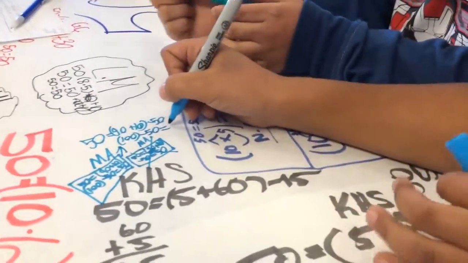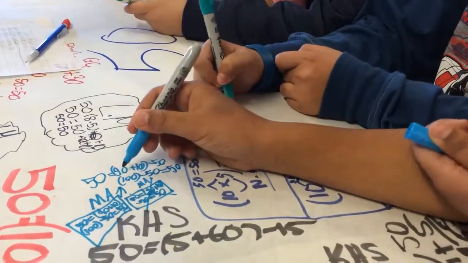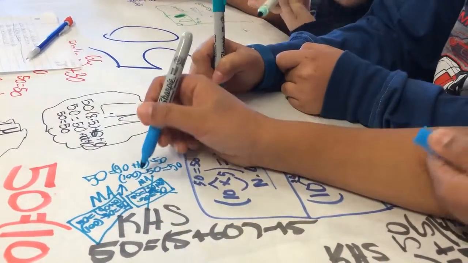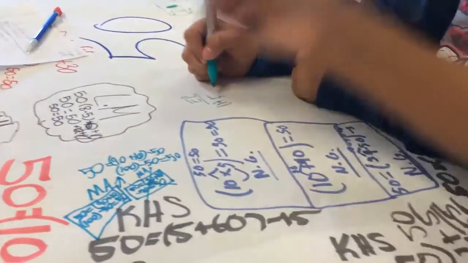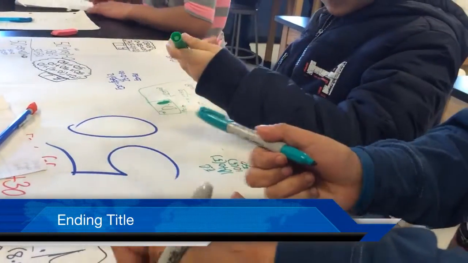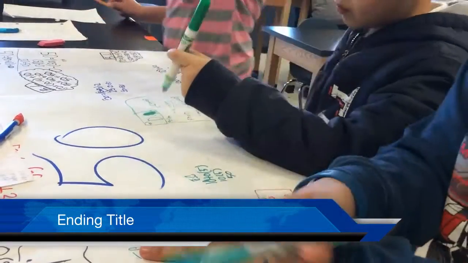Mohammed, tell me about yours. For mine, I did 90 plus 10 would equal 100 minus 50 would equal 50. Very nice. Eddie, tell me about yours. 10 plus 0 times 5. So 10 plus 0 equals 10 times 5 equals 50. Very nice.